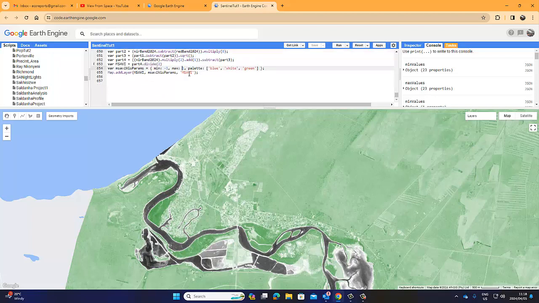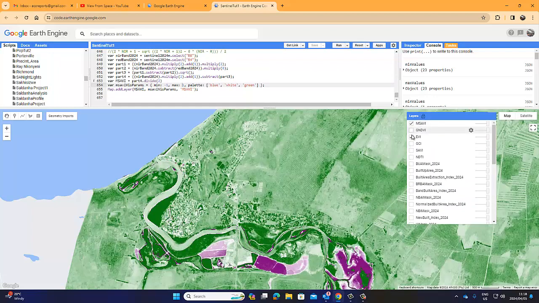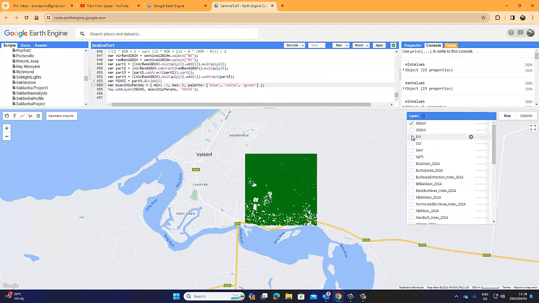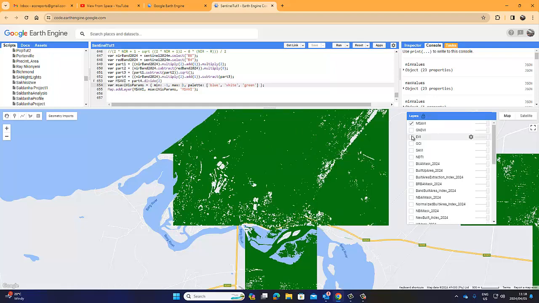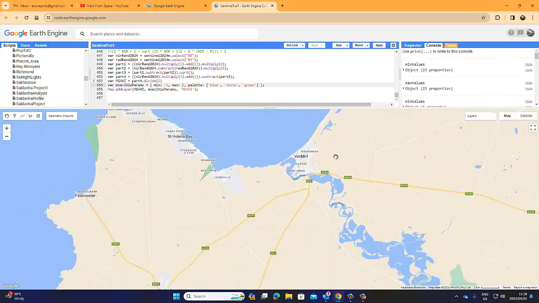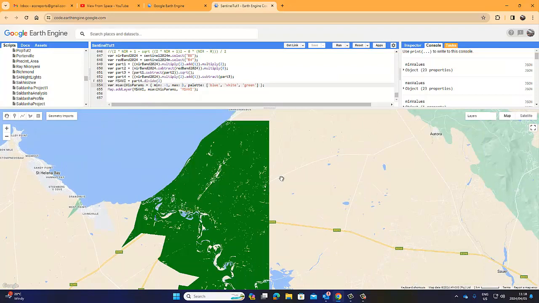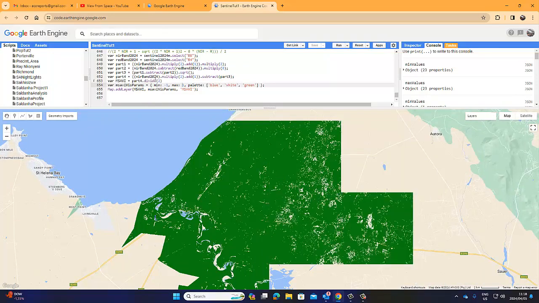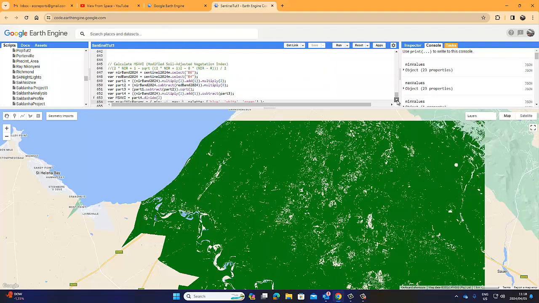Okay, and then I have my visualization parameters, and let's see how that looks. That's how that one looks. That's how this one looks. Let's go a little bit out. That's how it looks. So this is called the Modified Soil Adjusted Vegetation Index.